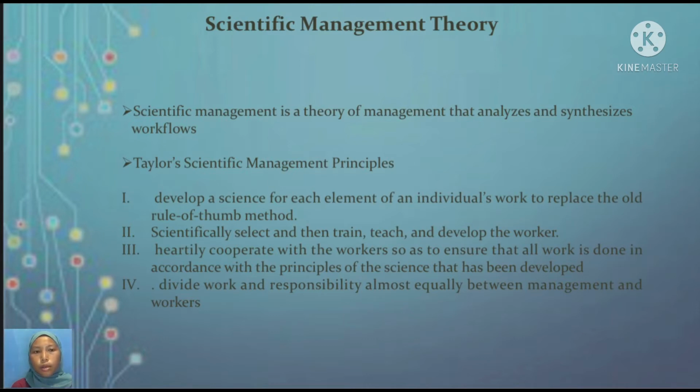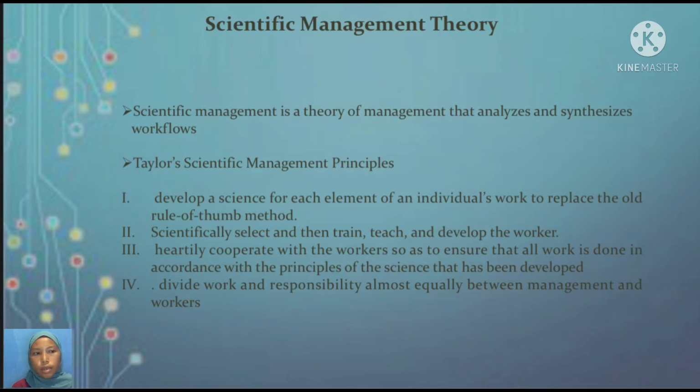The major emphasis is on increasing production through the use of intensive technology, and human beings are just considered as adjuncts to machines in the performance of routine tasks. There are 4 of Taylor's scientific management principles. First, develop a science for each element of individual work to replace the old rule of thumb method.